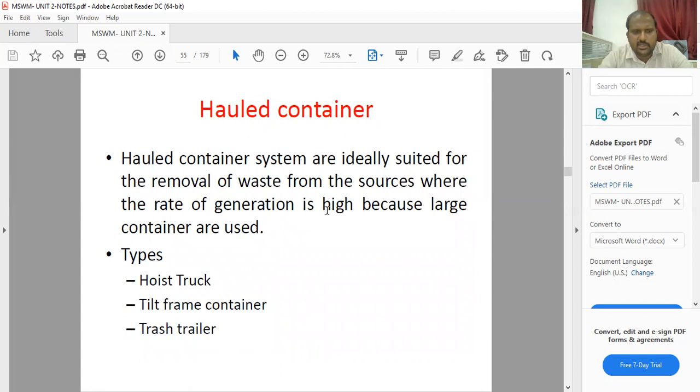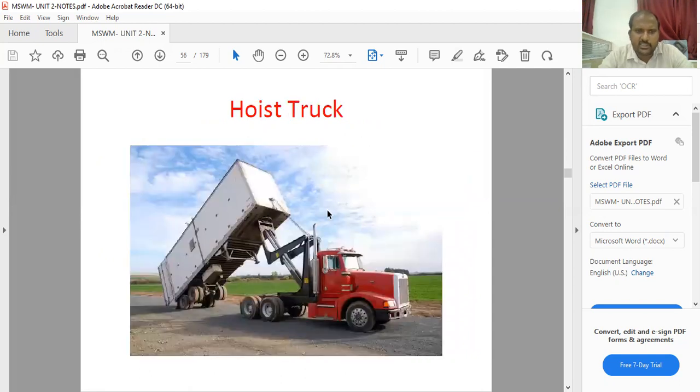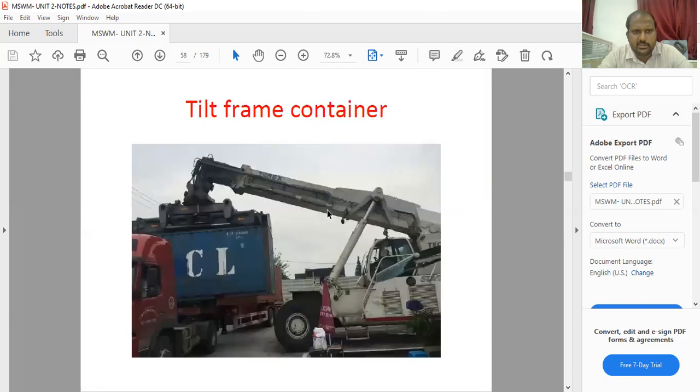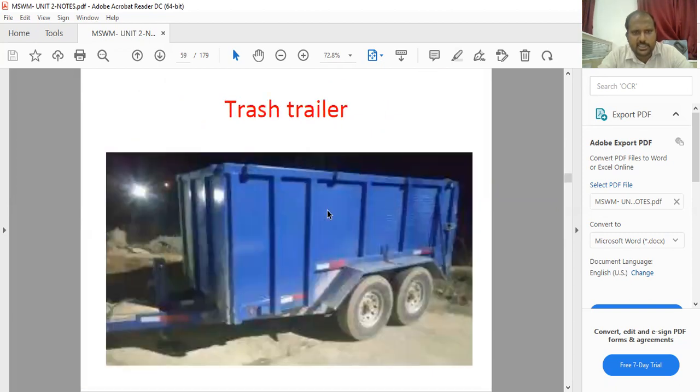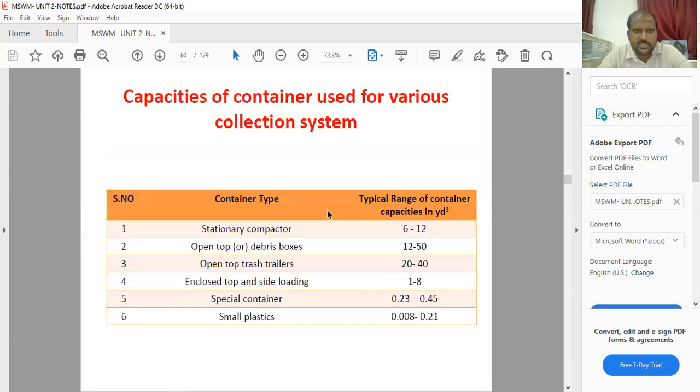The types are: the first one is the hoist truck, the second is the tilt frame container, and the third one is the trash trailer. These are some examples of the hoist truck. This one is a tilt frame container. And the third one is the trash trailer.